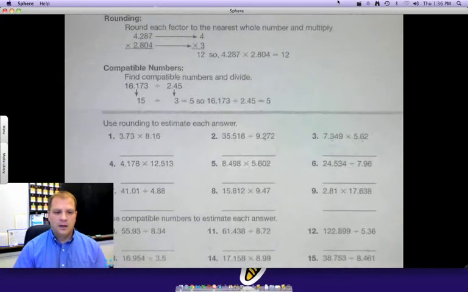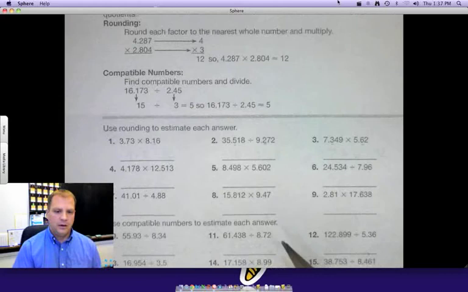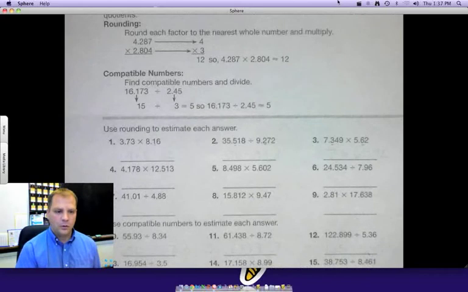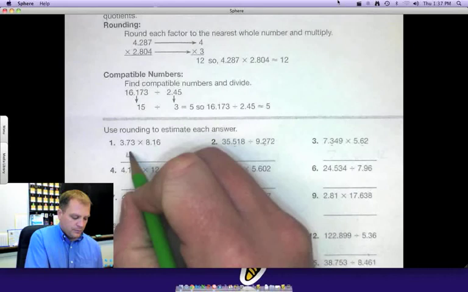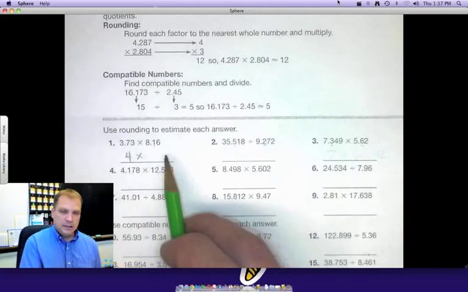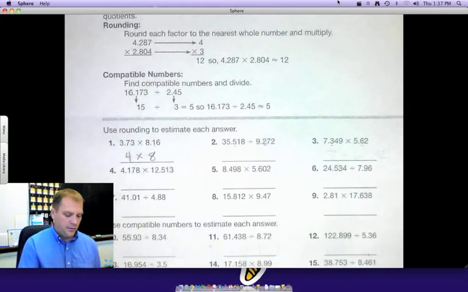To look at a couple more examples, let's do 1 through 3 and also 10 through 12. For 1 through 3, we are using rounding to estimate each answer. So we are going to round it to the nearest whole number. 3 and 73 hundredths becomes 4. Hundredths becomes, or stays the same at 8. 8 times 4 is 32.